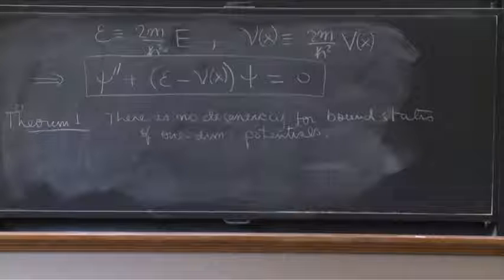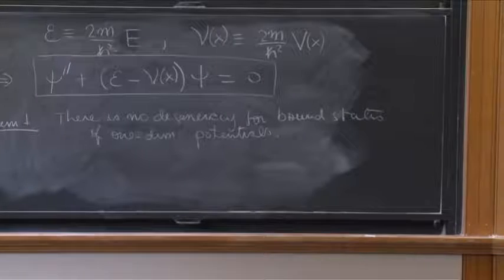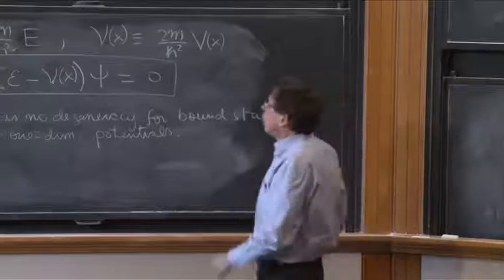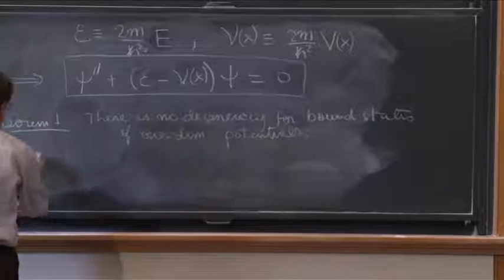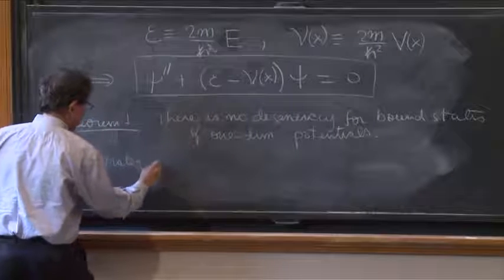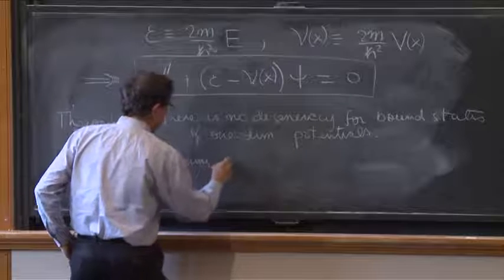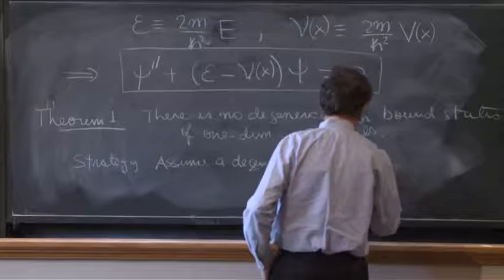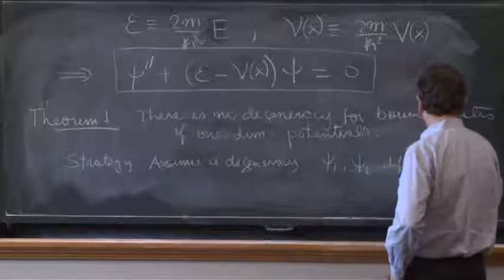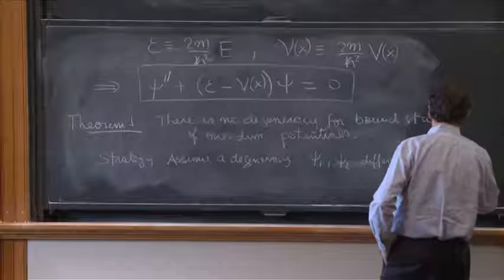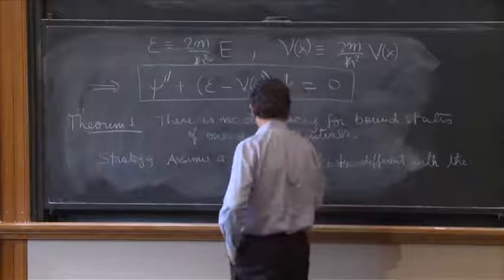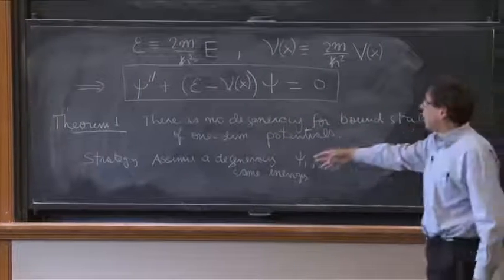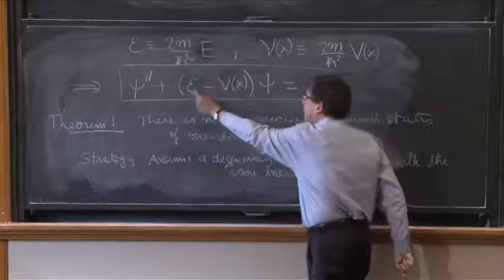So what is the strategy to a proof? So we want a rigorous proof. So what is the strategy? I will not go through the proof. The strategy is to assume there is a degeneracy. So strategy, assume a degeneracy. So there's psi1 and psi2 different with the same energy. And then you write this equation for psi1 and psi2, and they have the same energy.